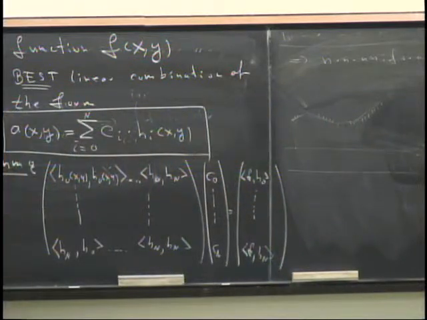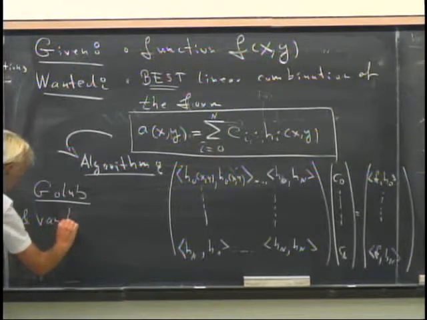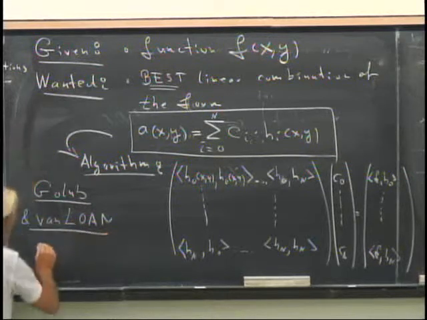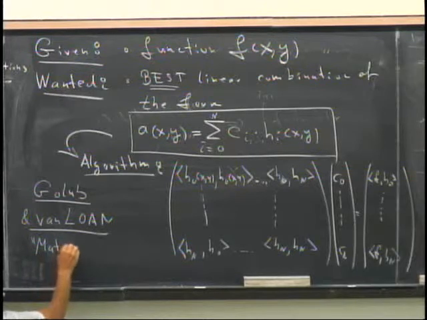There's a beautiful book that is by Golub and Van Loan. Golub, you have to read this book. It's really beautiful. It's called, simple title, Matrix Computations.